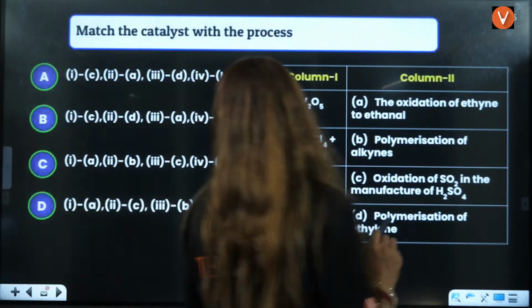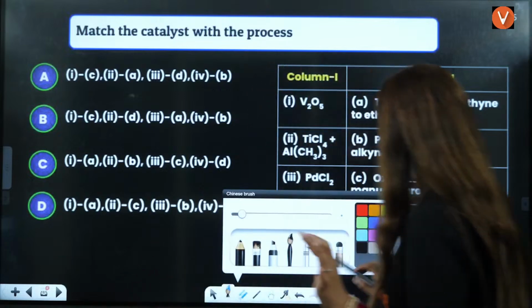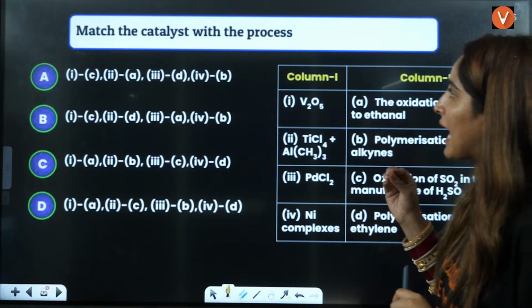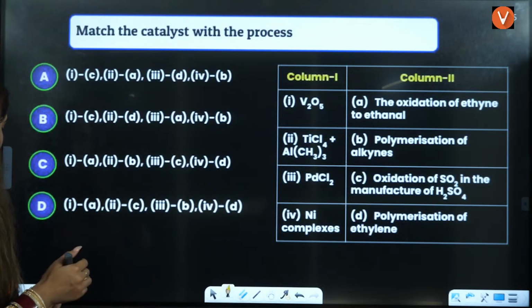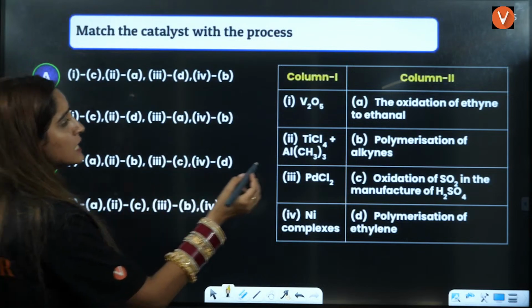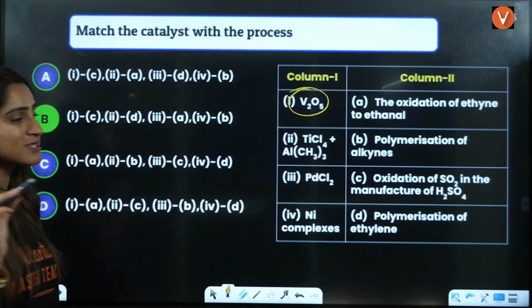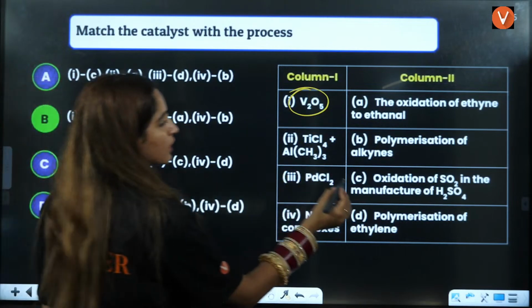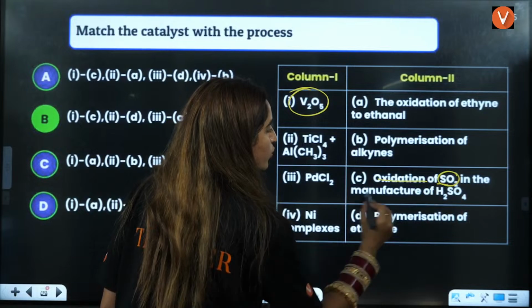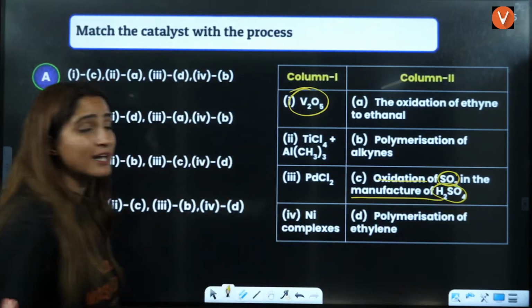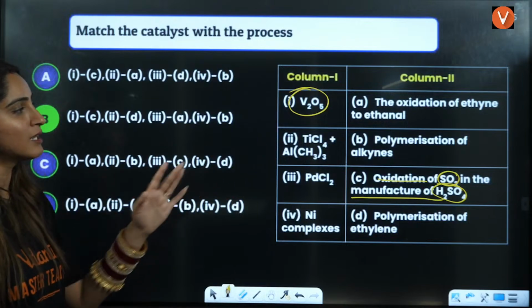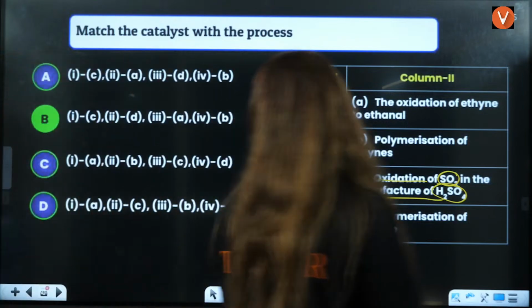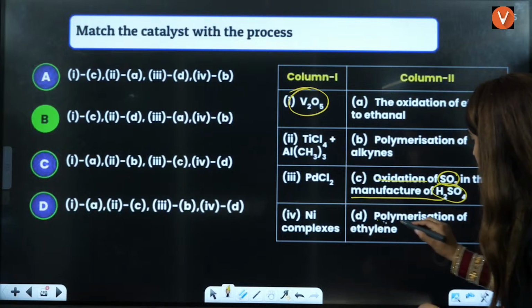Next is about the application, right? A very important question: match the catalyst with the process here. So you have to match the catalyst with the process, so directly you will see the answer only, right? So vanadium 2 oxide is used in the oxidation of SO2 in the manufacture of H2SO4, that is the contact process. Okay, then you talk about this Ziegler-Natta catalyst. Okay, so Ziegler-Natta catalyst, beta, that is used in polymerization.